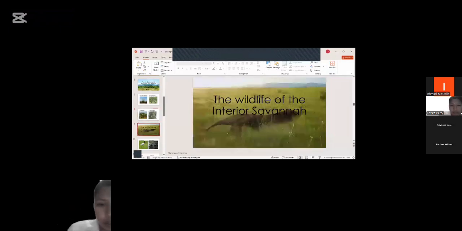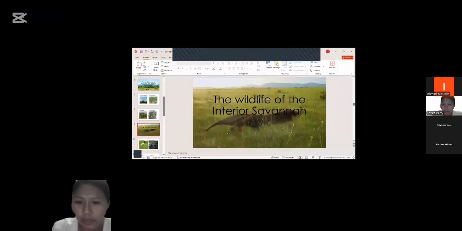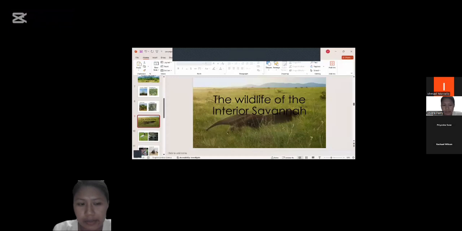Now we are going to talk a little bit about the wildlife of the interior savanna. What do you see in that picture there? A giant anteater. Excellent. It's a giant anteater, right?